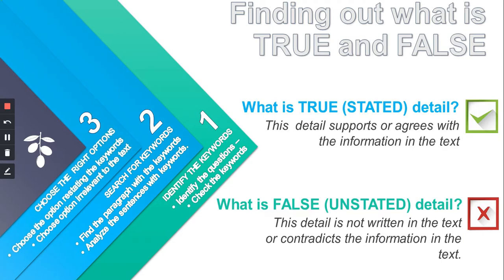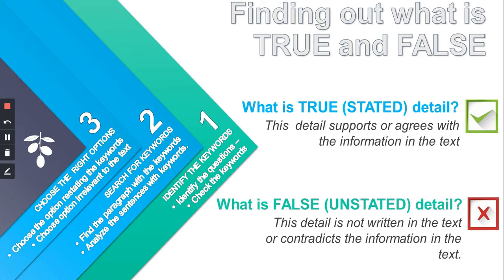Last one, choose the right options. Well, in this case, you need to choose the option which restates the keywords or is irrelevant to the text. Kalau pertanyaannya berkaitan dengan true atau stated detail, kita perlu memilih options atau pilihan yang menyatakan kembali ide atau keywords dalam teks. Sedangkan kalau pertanyaannya berkaitan dengan unstated detail atau false details, kita perlu memilih option yang tidak relevan atau tidak benar atau tidak sesuai berdasarkan teks. Well, so these are the 3 steps to find out true and false details.